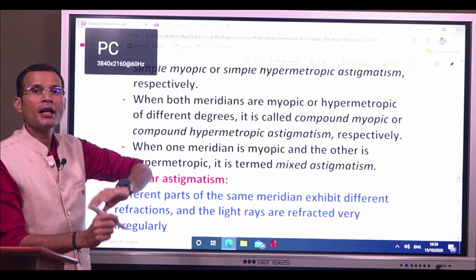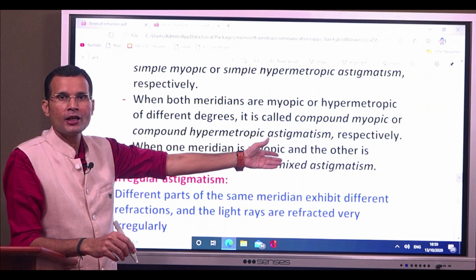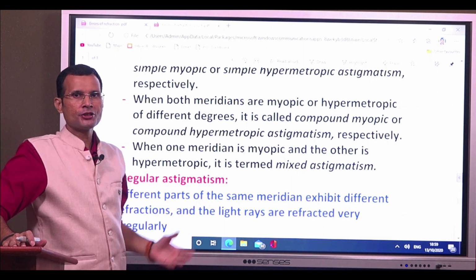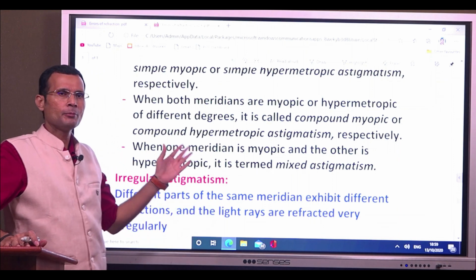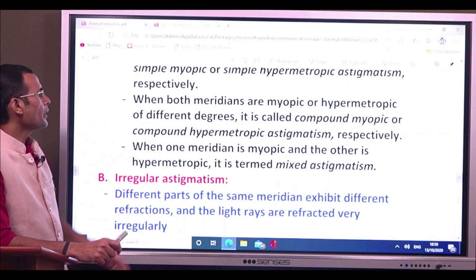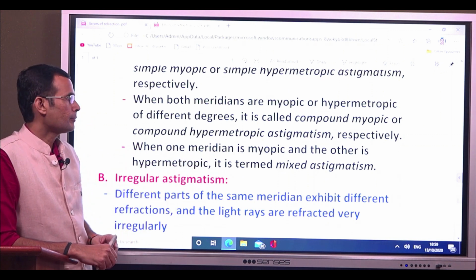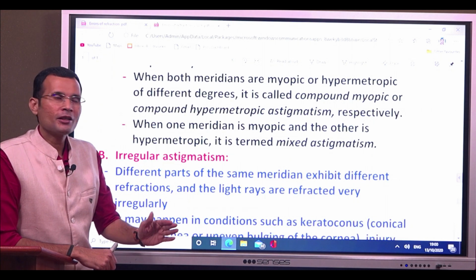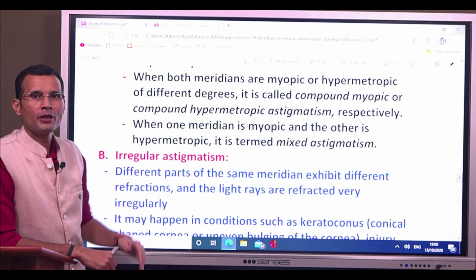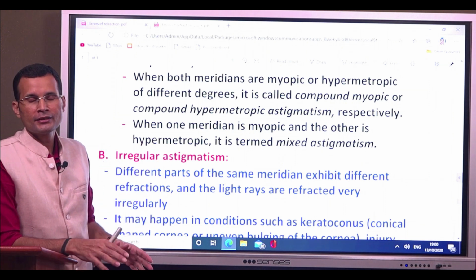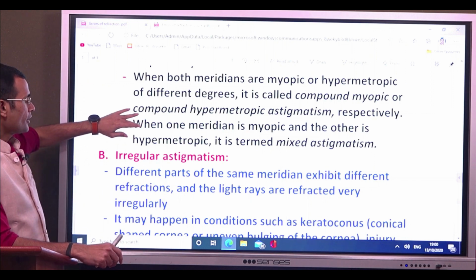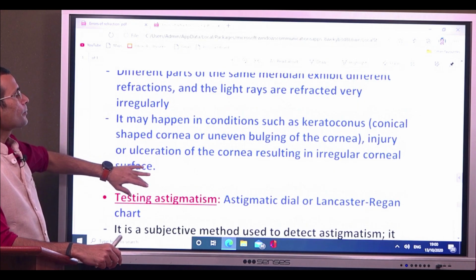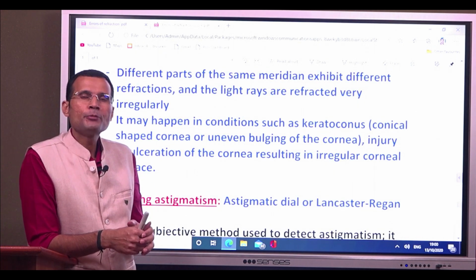When both meridians are myopic, as I have drawn just now, or both are hypermetropic but with different degrees, as I mentioned, different degrees of myopia in both meridians. It's called as compound myopic or compound hypermetropic astigmatism respectively. And when one meridian is myopic and the other one is hypermetropic, then it is termed mixed astigmatism. So, this is just a terminology to describe the different types of astigmatism.